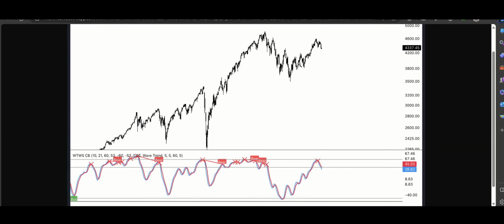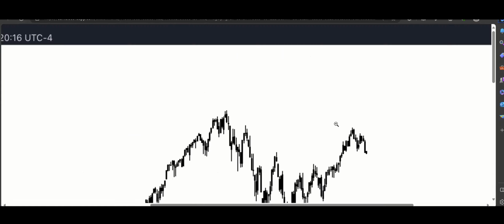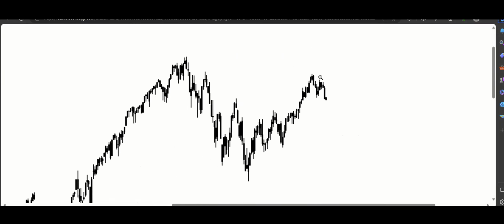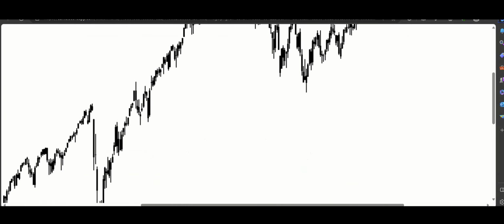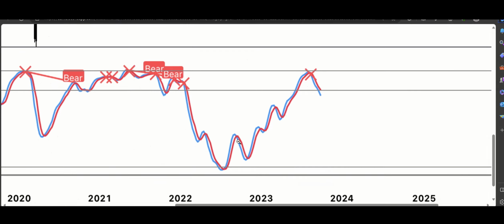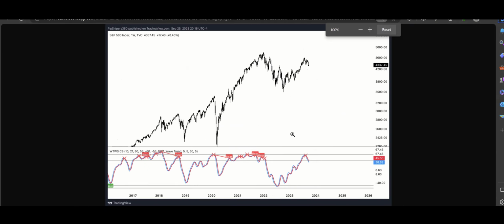We came up, and what the indicator is showing is that we're as overheated here as we were over here. Okay, so you see it's turning down from extremes. You see the indicator is turning down from extremes over here. So that doesn't look the best for bears.